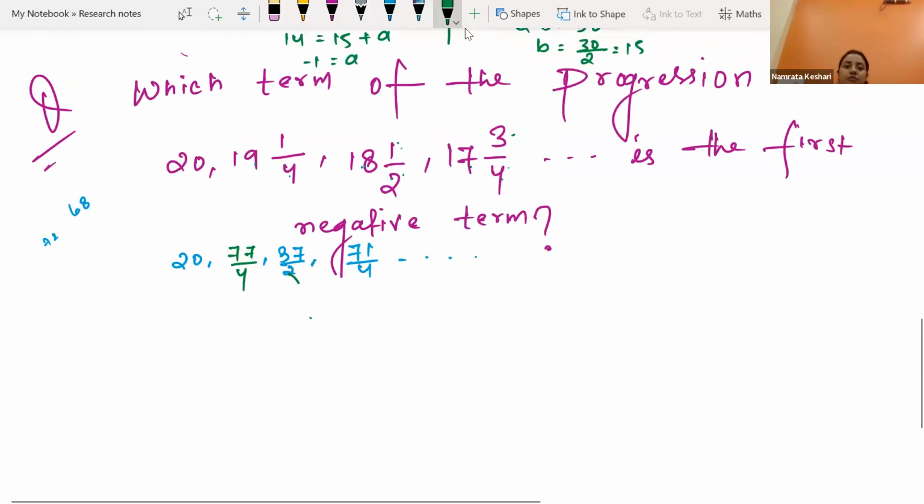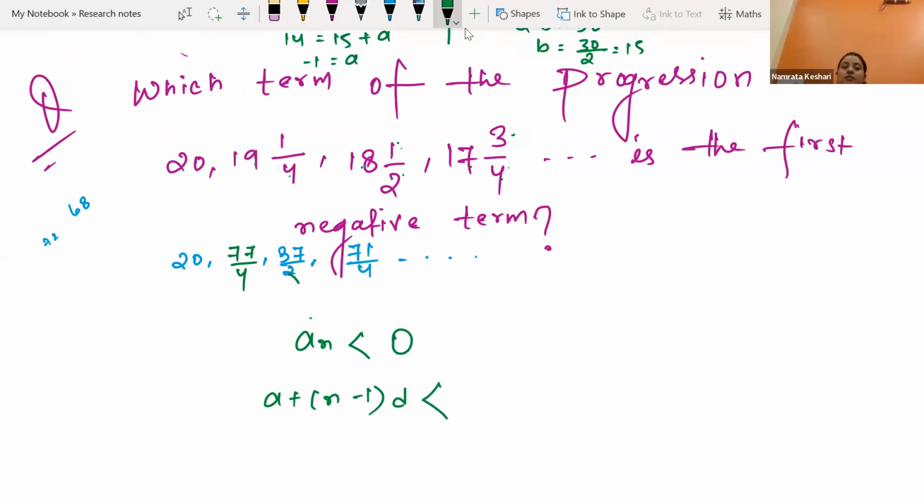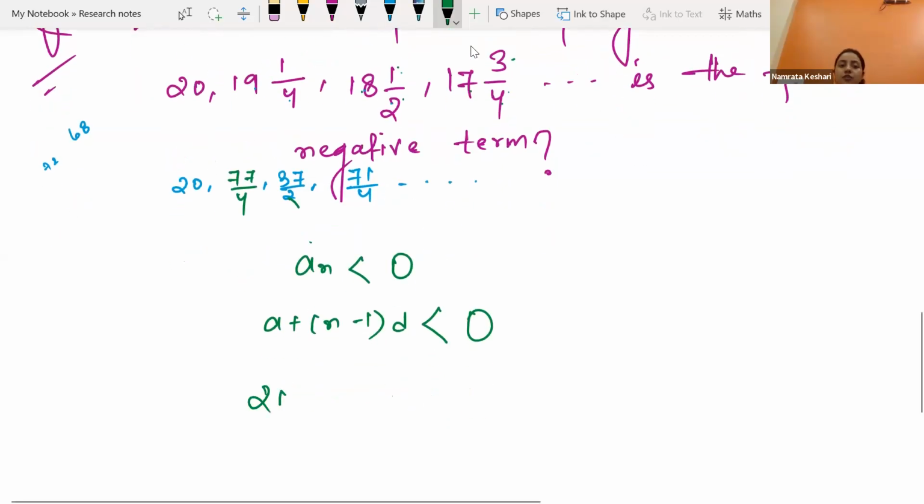The first negative term means a_n must be smaller than 0. Maybe the nth term is the first negative term. The nth term formula is a plus n minus 1 into d, that is smaller than 0. Our a is 20 over here. What is d? What is the common difference? Please tell me quickly.